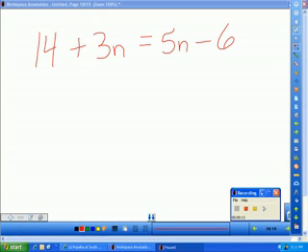Now it's time for you to hit the pause button and try to solve a similar one just like it, and then restart the video to check yourself.